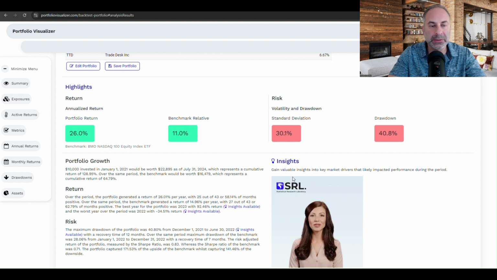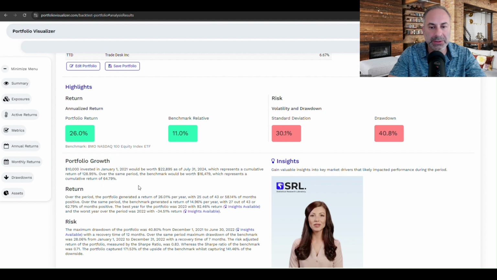And so there is the 26% CAGR on the TEK2day portfolio. So if you invested $10,000 on January 1, 2021, it would be worth $22,895 as of July 31st, 2024. Cumulative return of 128, call it 129% over the same period. The benchmark, which was the NASDAQ 100, would be worth $16,479, a cumulative return of 65%.